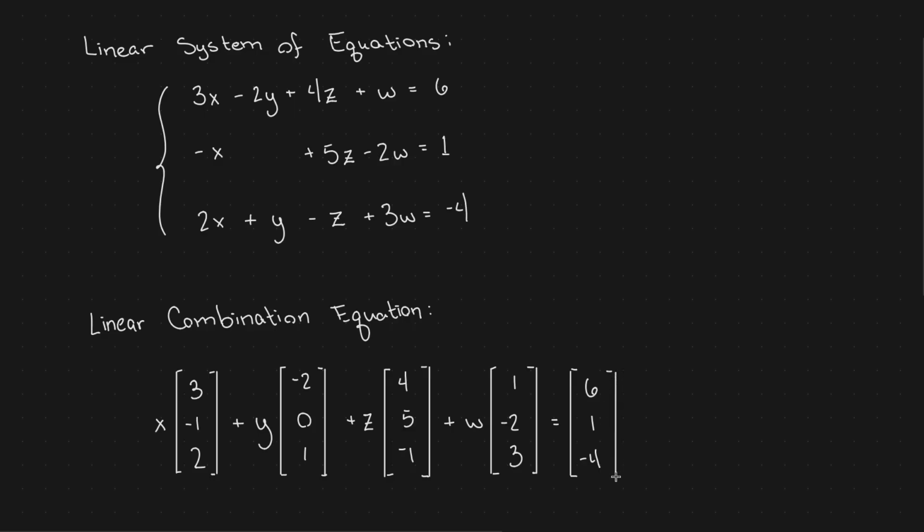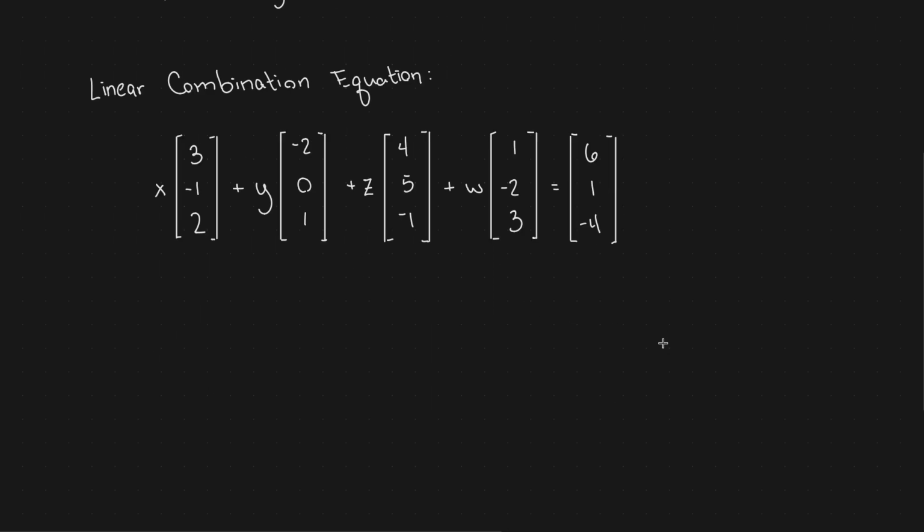So this vector equation, this linear combination equation, is equivalent to our linear system of equations. If we look component by component, we get the same thing. 3x minus 2y plus 4z plus w equals 6. It's the same thing. Okay, so that's the first equation, the first row of my linear combination equation, but it's true for all rows, all equations. It's just a different way to express the same idea.